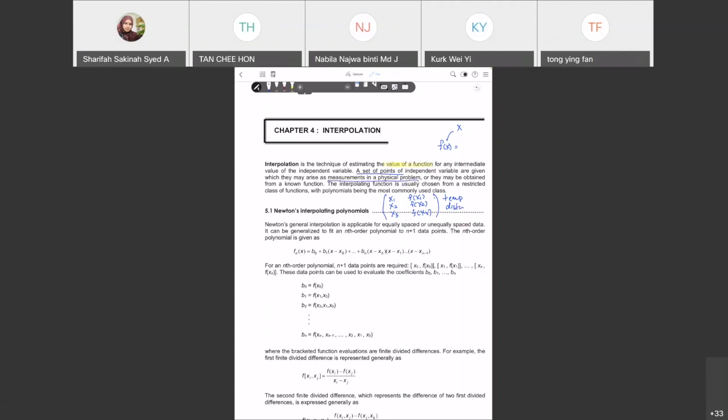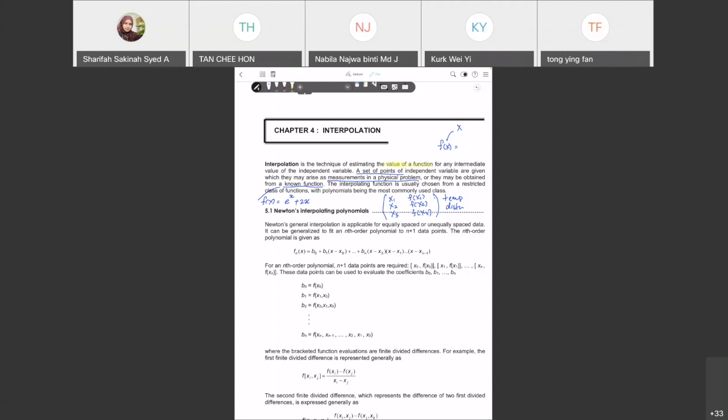In your case, maybe you have a different problem. For example, air quality, so the measurement is PM10. So we have that measurement to put into our system. Or they may be obtained from a known function. In some cases, we have a function. For example, the function exponent x plus 2x. This is a known function.